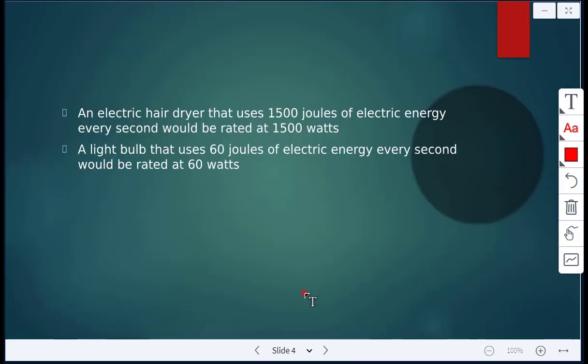So an example here, an electric hairdryer: if it's using 1500 joules of electric energy every second, then it's rated at 1500 watts. A light bulb that uses 60 joules of electric energy every second is rated at 60 watts.